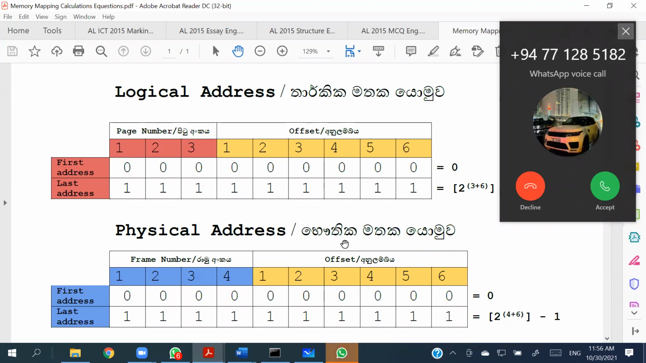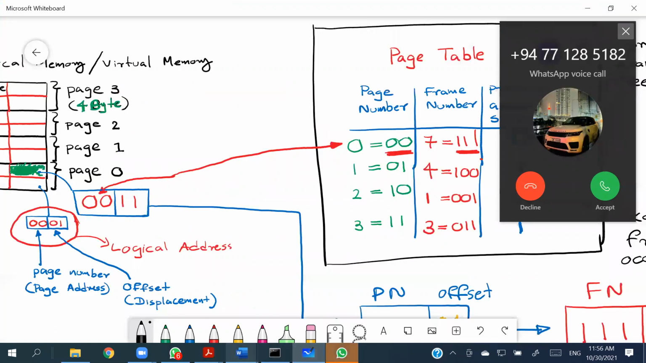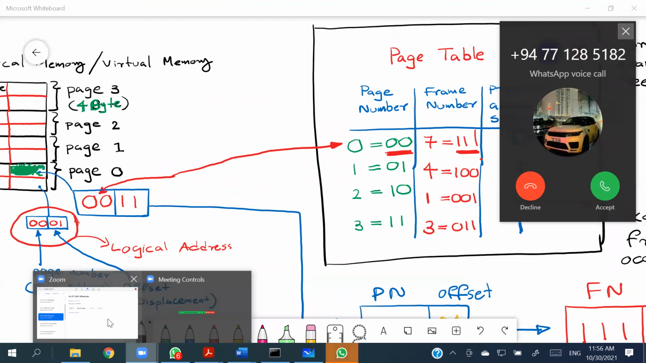And yes, hold on, I think this is a student. Give me a second, people.